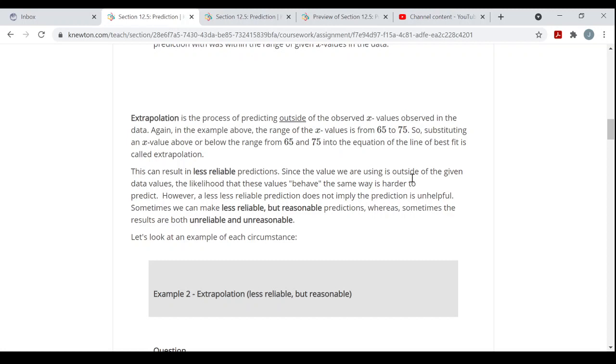Since the value we are using is outside of the given data values, the likelihood that these values behave the same way is harder to predict than the values inside my data. However, a less reliable prediction does not imply the prediction is unhelpful. Sometimes we can make less reliable but reasonable predictions, whereas sometimes the results are both unreliable and unreasonable.